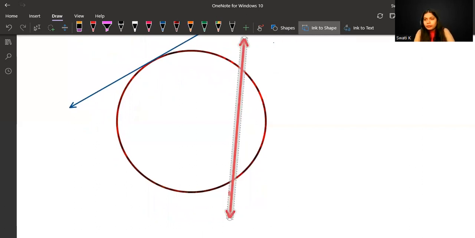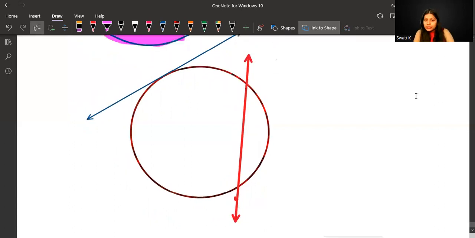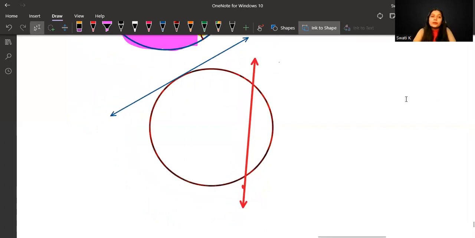Okay. Now, if you notice, there is a difference between both the lines. One line is passing through the circle at one point only. Let us take that point as D. And here it is passing through two points. Let us take those as A and B, right? Now, the line that touches the circle at only one point is called a tangent. Okay. That is called a tangent.